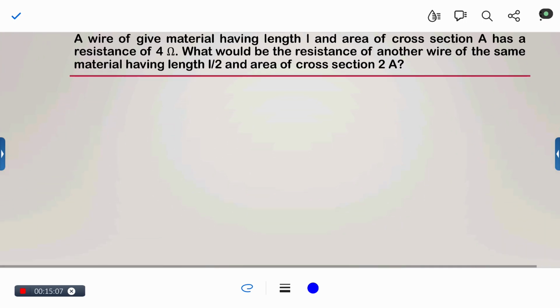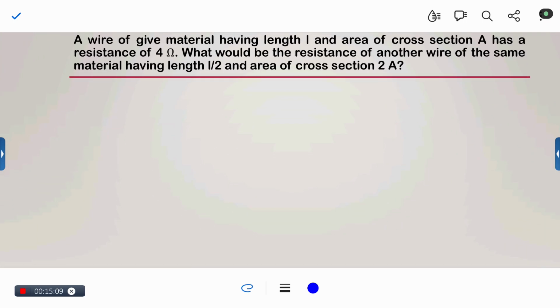Next, based upon this one, you'll be getting at least 2 questions in all the exams, in the model exams. So listen carefully. A wire of given material having length L. If you don't know the value, let's take the length of the wire itself as L, and the area of cross section is represented by the letter A. The resistance of the wire is given as 4 ohm.